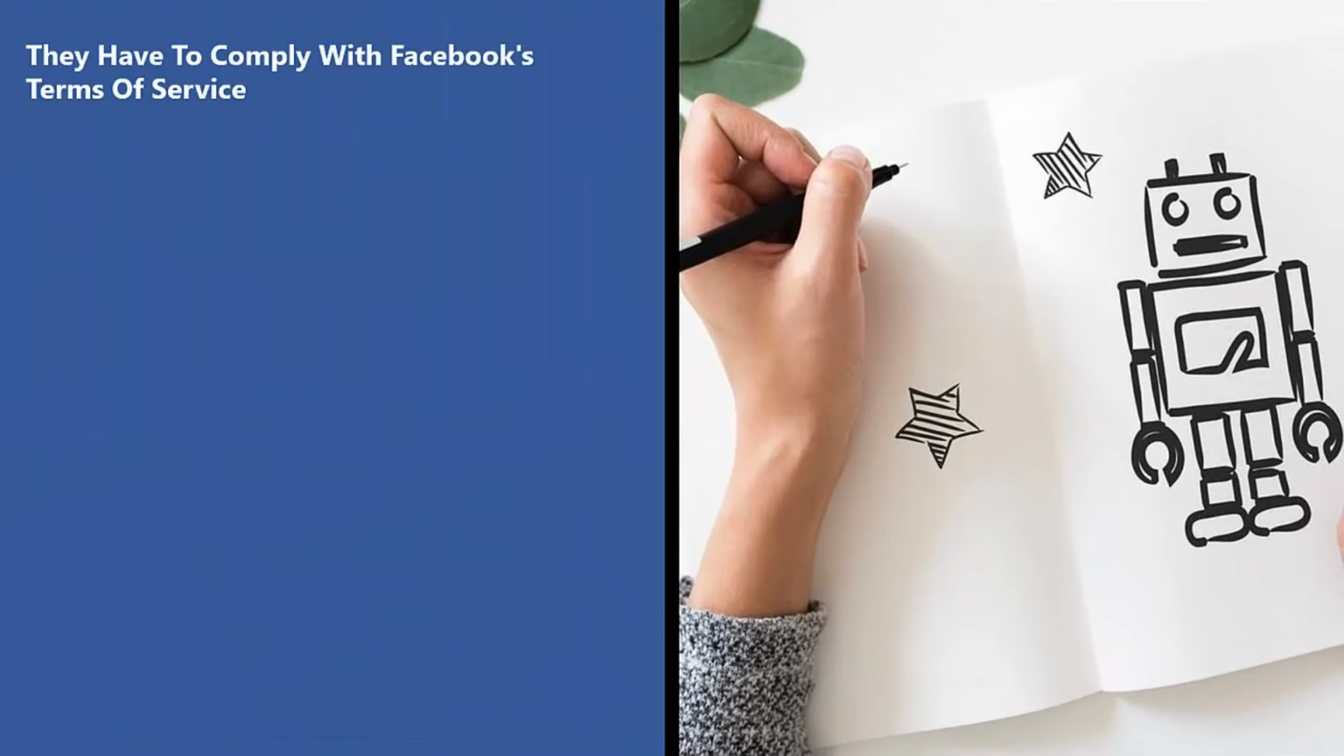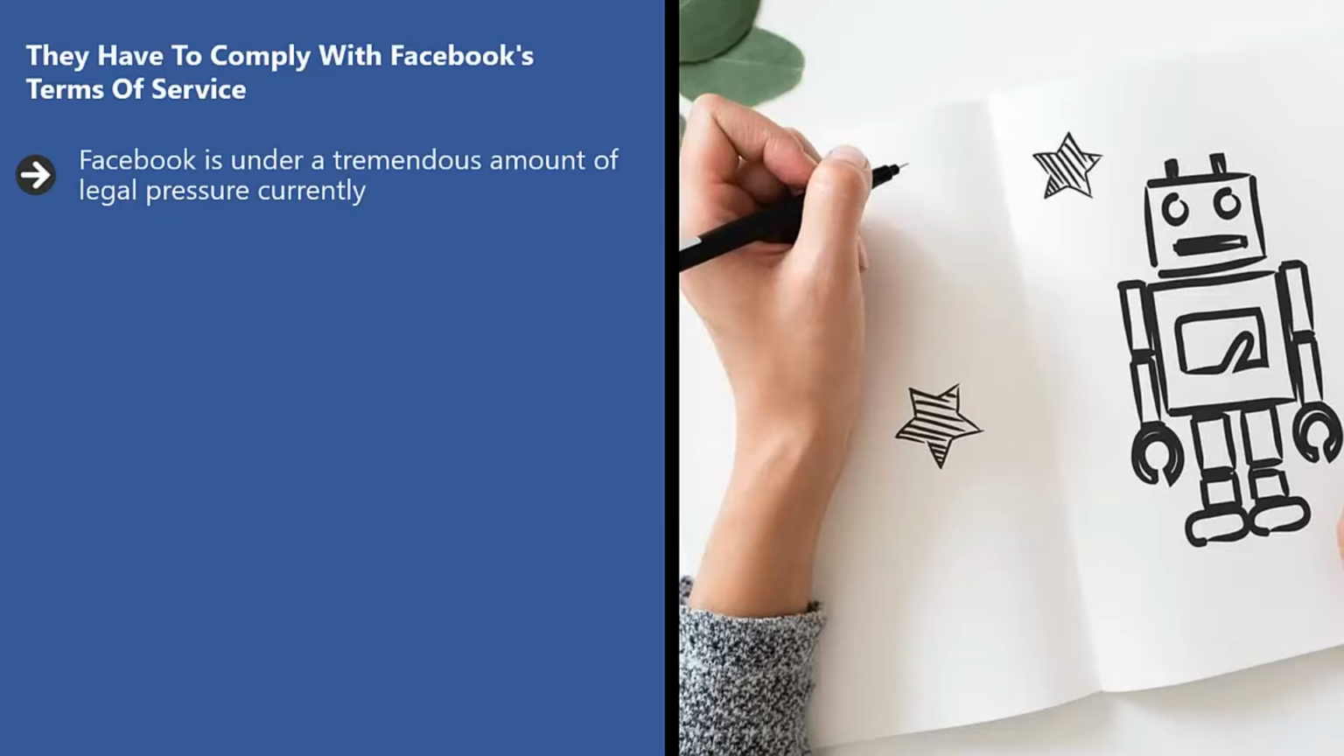They have to comply with Facebook's terms of service. Facebook is under a tremendous amount of legal pressure currently. We all know the regulatory heat it is facing in terms of user data and user privacy. But above and beyond these fairly familiar issues, Facebook's automation process is a very touchy area. This is why Facebook is clear.